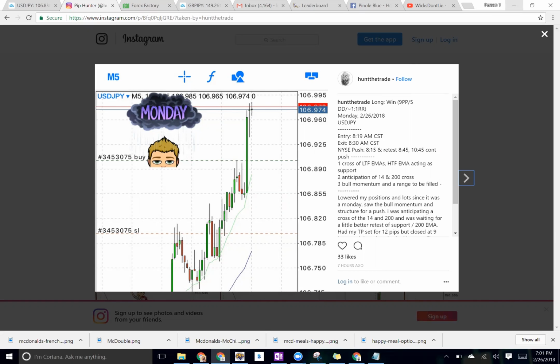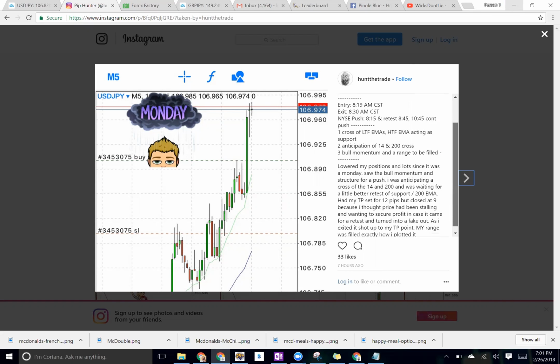So my key here was that there's a cross on the lower time frame. I think on the 15, this one right here is the 5. I had anticipated the cross of the 14 and the 200, and it was clear that there was a lot of bull momentum and a range to be filled.